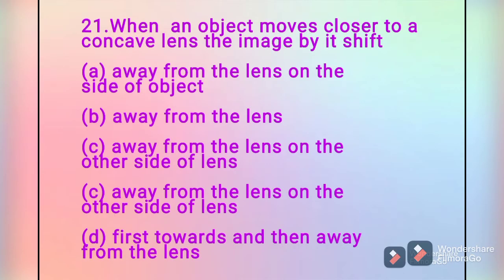21st question. When object moves closer to a concave lens, the image by it shifts: option A, away from the lens on the same side of object. Option B, toward the lens. Option C, away from the lens on the other side of lens. Option D, first towards and then away from the lens.